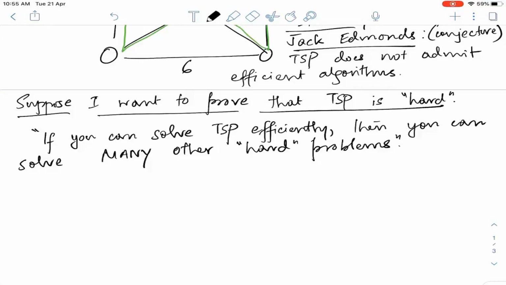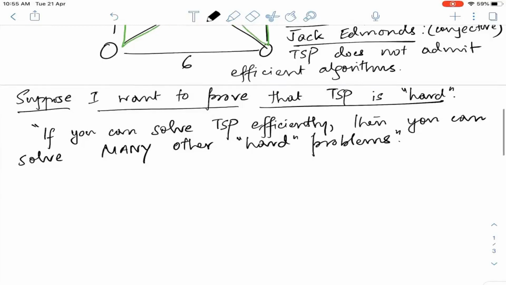Okay, there's a question: has this been proved? What has been proved? That if you can solve TSP efficiently, then you can solve many other hard problems. Yes, so that's all we will see. That there are a whole lot of problems which have this characteristic that if you are able to solve even one of them, then you will end up solving all of them in polynomial time. Yeah, that's the whole content of these two lectures. Okay.